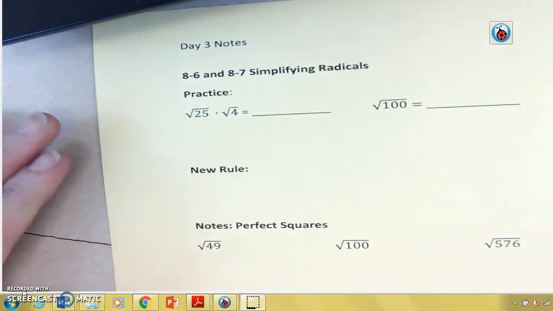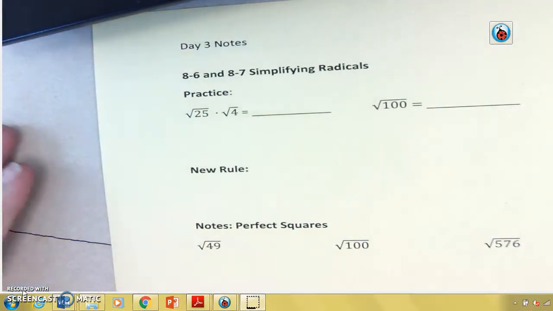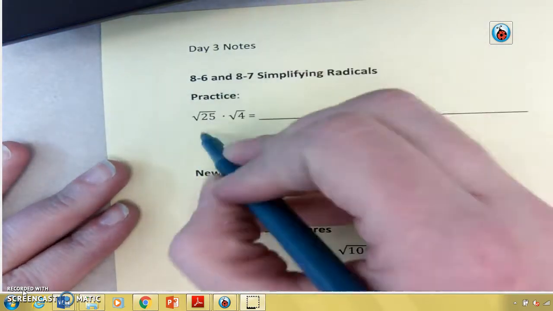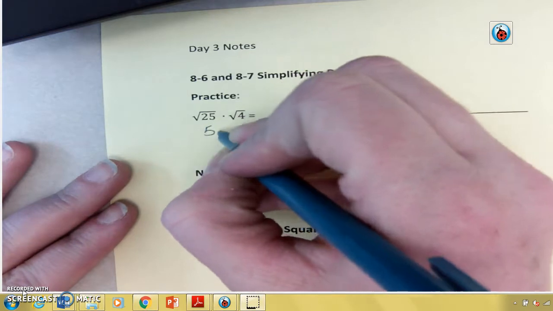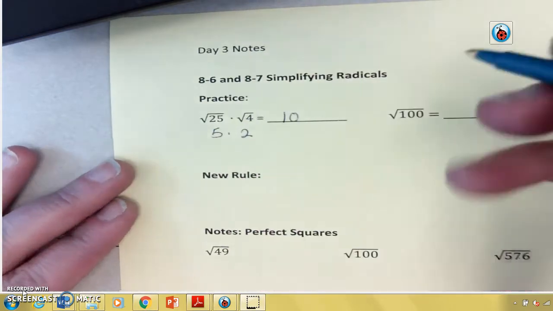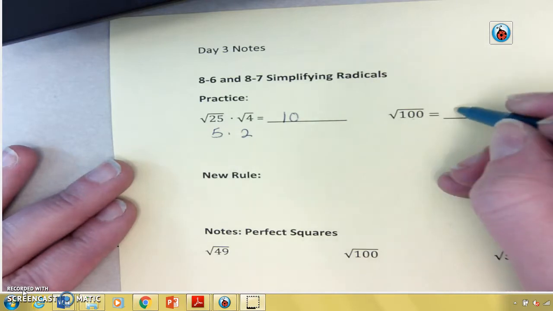Alright, today we're going to work on simplifying radicals, or simplifying square roots. We're going to start with this practice problem. The square root of 25 is 5, the square root of 4 is 2, multiply those together and get the answer of 10. Square root of 100 is also 10.